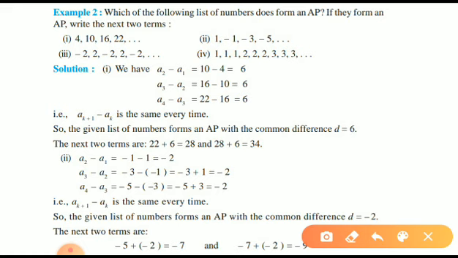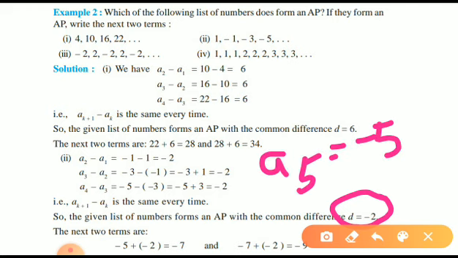Then similarly, in the second question we got that it is an AP and we have to find the next two terms. What was the common difference? The common difference was minus 2. So here 4 terms were given. We have to find the fifth term. So A5 will be minus 5.